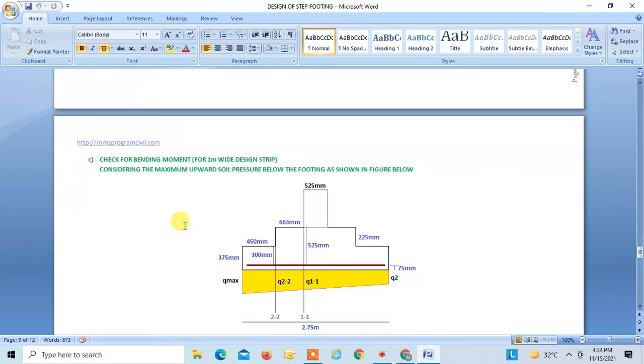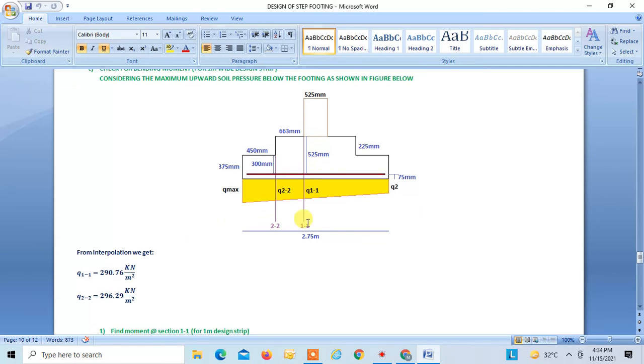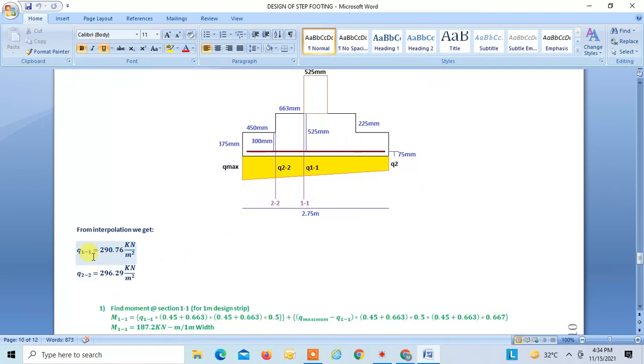Let me show you in the drawing. We'll find first the moment at section 1, that is at the face of the column, and we'll find the second moment at section 2, that is at the face of the step, right? And we have to see in both these cases that the flexure requirement should be satisfied. So from this interpolation we can easily find q11 and q22. q11 is 290.76, q22 is 296.29 kilonewton per meter square.